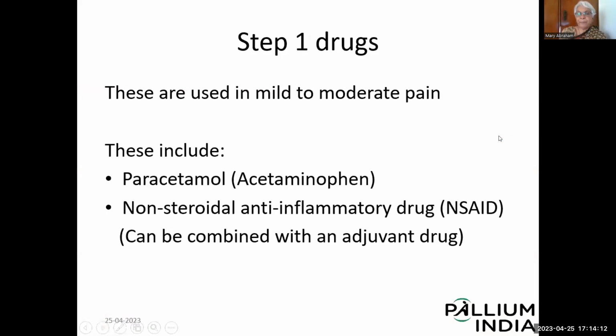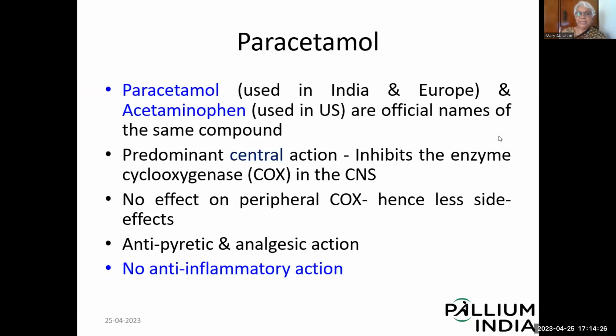Now let's discuss step 1. Step 1 drugs, as I mentioned, are used to treat mild to moderate pain, and they include paracetamol, also known as acetaminophen in Western countries, and non-steroidal anti-inflammatory drugs, and they can be combined with an adjuvant. Now, paracetamol's predominant action is a central action. It inhibits the enzyme cyclooxygenase, or COX, in the central nervous system. It does not have an effect on the peripheral COX.